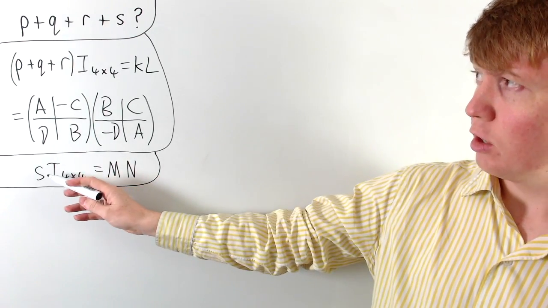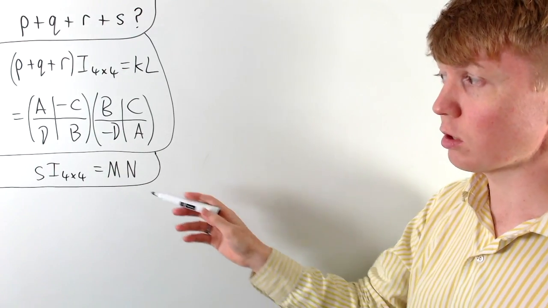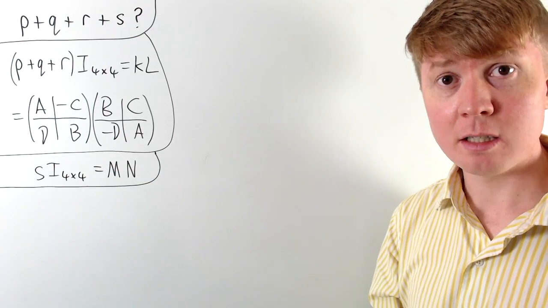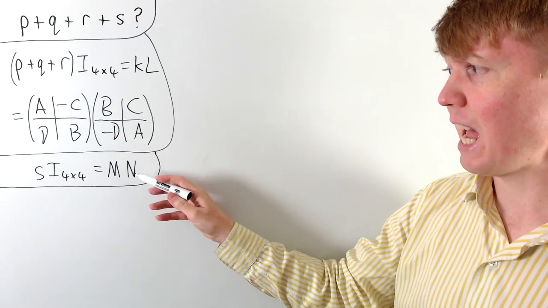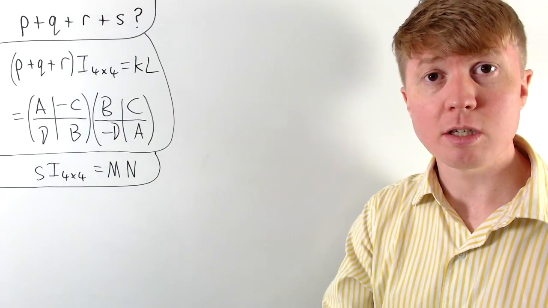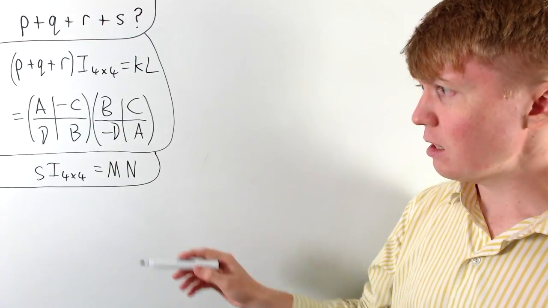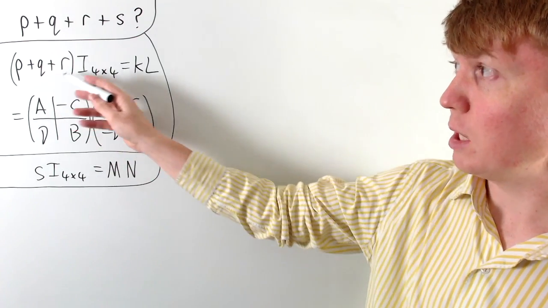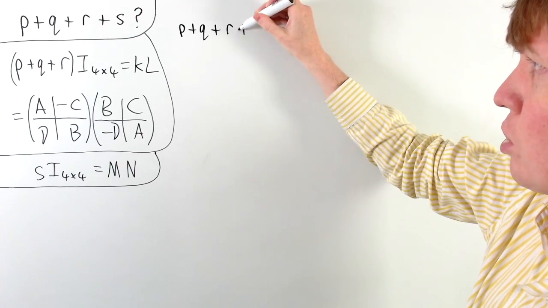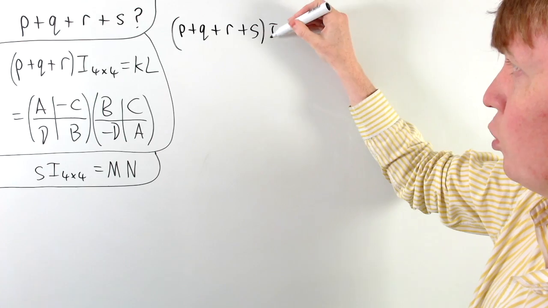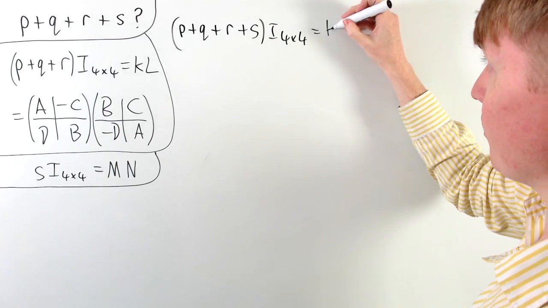And finally, we'll say that our new term that we're adding in, s, if you multiply this by the 4x4 identity matrix, we can just split up any of the terms in s into 2 different products with the identity matrix. So here we'll call these m and n, where both m and n are just scalar multiples of the 4x4 identity matrix. So now we can add together s times the identity plus p plus q plus r times the identity. And just like before, we'll get that p plus q plus r plus s times the 4x4 identity matrix is now going to be kl plus mn.